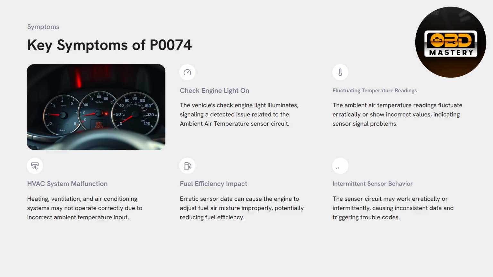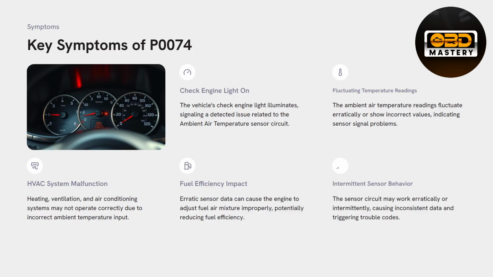Understanding P0074 trouble code. Key symptoms of P0074. Symptoms: check engine light on, fluctuating temperature readings, fuel efficiency impact, intermittent sensor behavior, HVAC system malfunction.